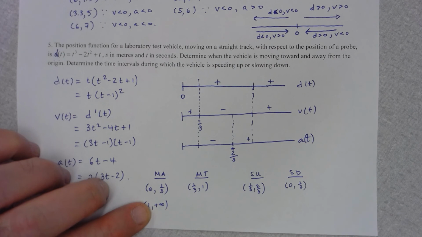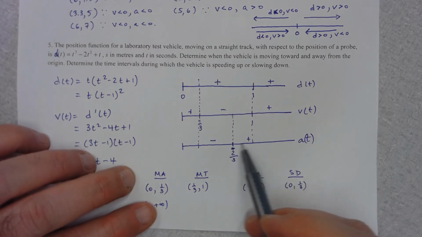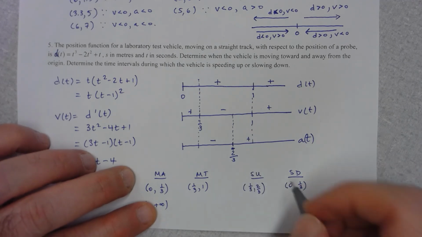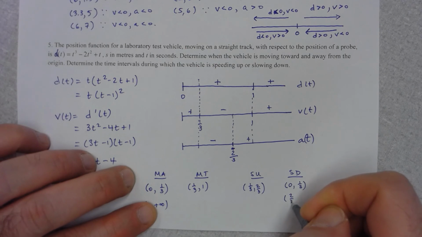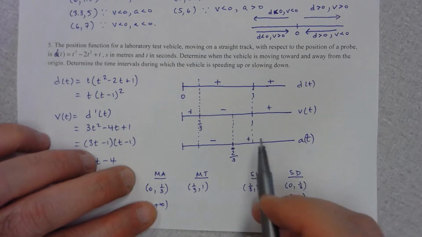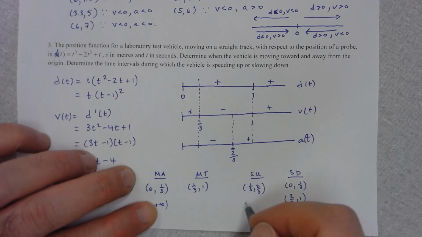And then here, from 2/3 to 1, positive and negative. So again, I'm slowing down. So from 2/3 to 1, opposite signs, so I'm slowing down. And then from 1 to infinity, both of them are positive, so I'm speeding up.